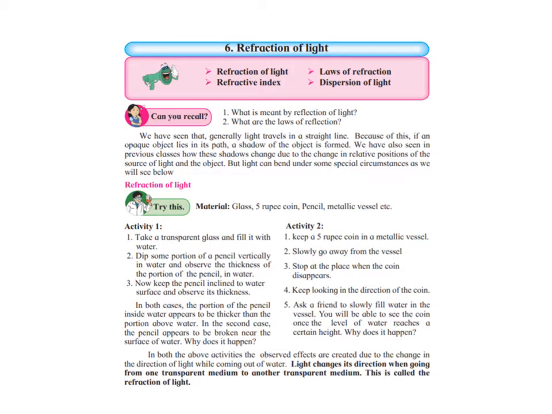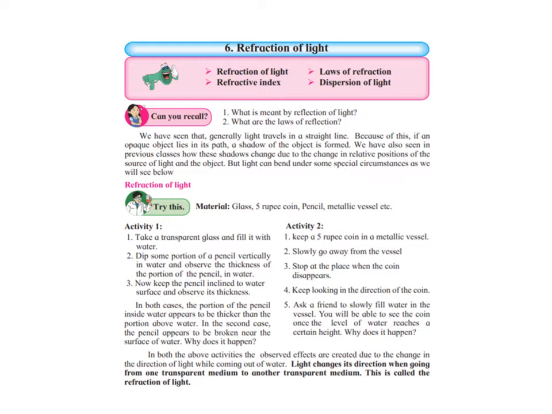The first experiment or the first activity is, take a transparent glass and fill it with water. Now take some portion of a pencil and put it vertically in water and observe the thickness of the portion in water. Now keep the pencil inclined to water surface and observe its thickness. That means you take a glass of water, fill it with half water, take a pencil and keep it perpendicular and see it through the water how it looks. Then you keep the pencil in a slanting position and now try to see.